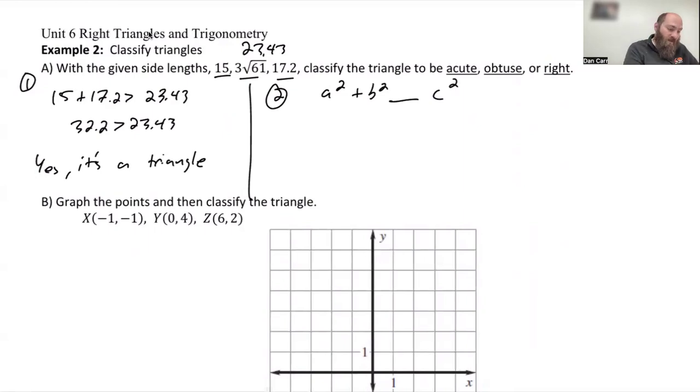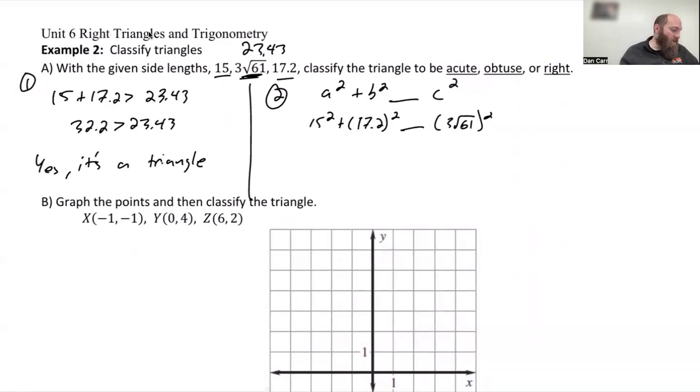So in this case, that's going to be the 3 root 61 here. So I'm going to do 15 squared plus 17.2 squared, and let's compare that to 3 root 61 squared. When you do this, make sure you are doing it with the 3 root 61 and not the decimal number that I came up with, because sometimes you'll get an exact answer that does work out, but you won't see it because of the way it's set up there.